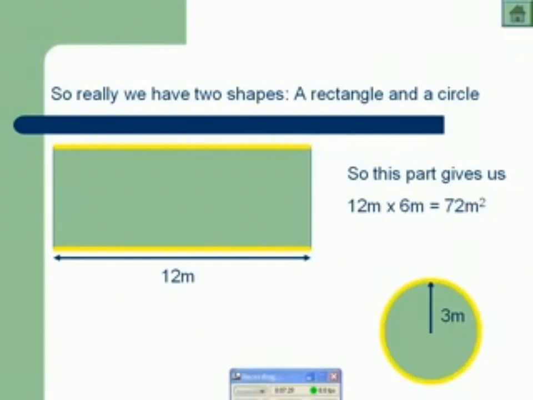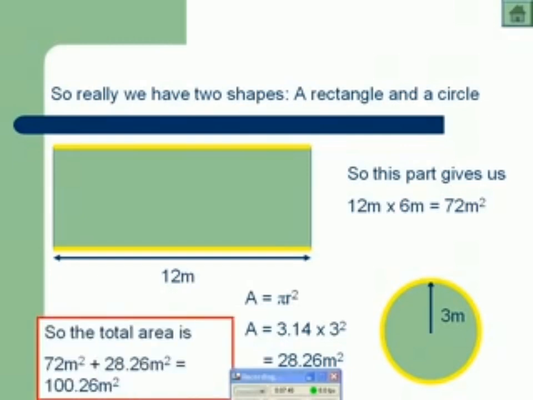So now we've just got to find the area of the circle. We know the formula is pi r squared. So we've got pi times r squared. And so we get an area of 28.26 meters squared. So then we've just got to find our total area, which we just add them together, which is 100.26 meters squared.